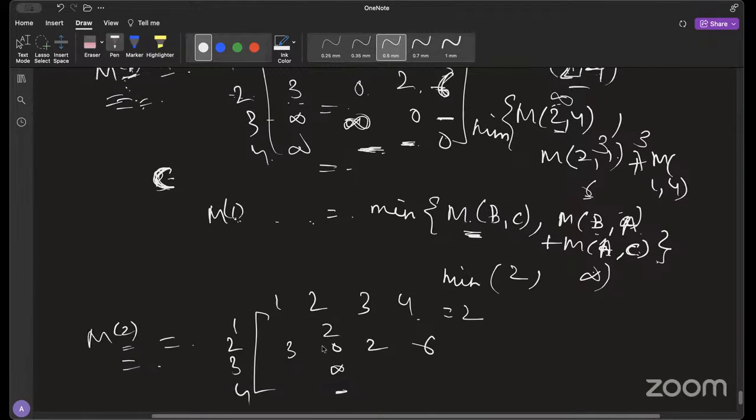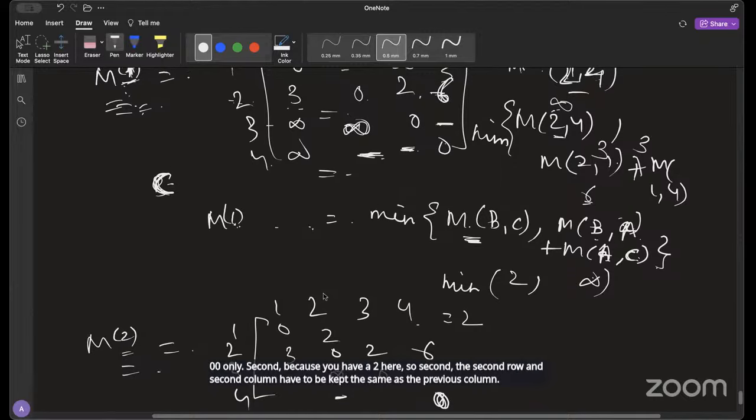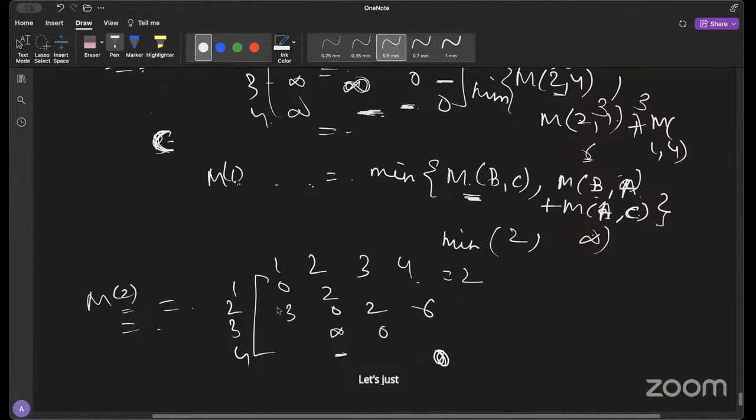And the diagonals are also always 0, 0. So this diagonal has to be kept 0, 0 only. Second, because you have a 2 here, the second row and second column have to be kept the same as the previous one. And then let's just say you want it from 1 to 3 this time.